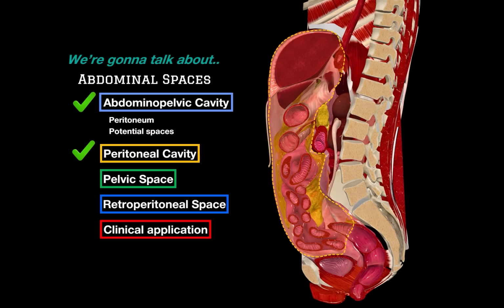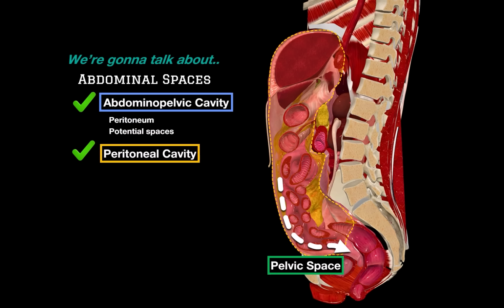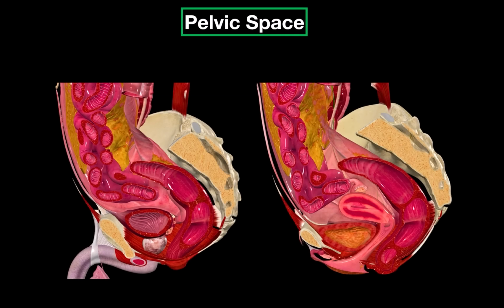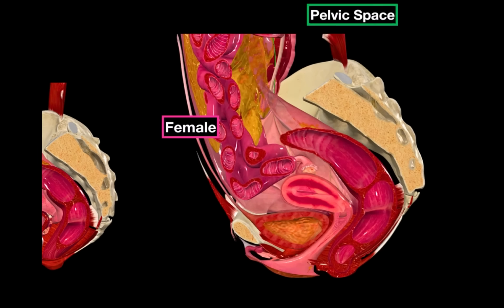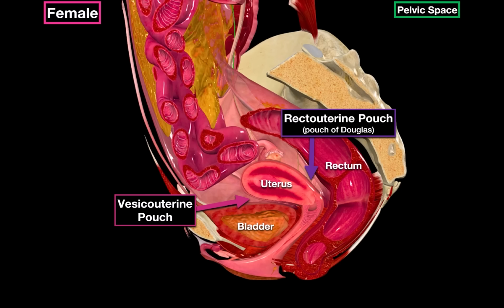As the peritoneum continues inferiorly, it goes into the pelvis and covers over the pelvic organs. And as it does this, it creates pouches. The anatomy here is different in males and females, so let us look at each. In females, the peritoneum covers the bladder, then the uterus, and then the rectum. This creates two pouches. Between the bladder and the uterus is the vesicouterine pouch. Between the uterus and the rectum is the rectouterine pouch, also known as the pouch of Douglas.